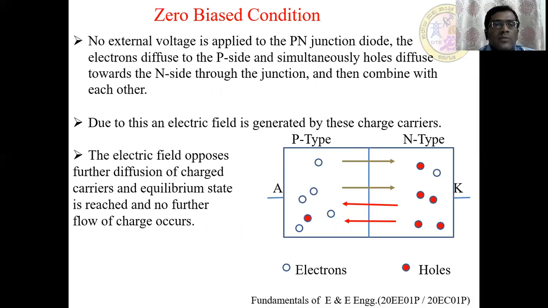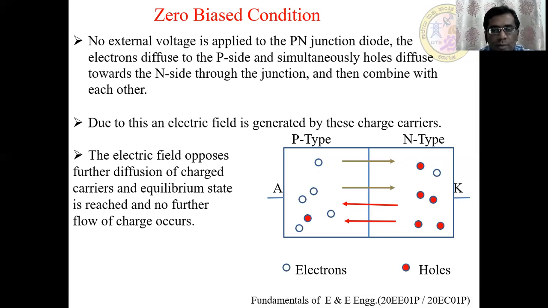No external voltage is applied to the PN junction diode. The electrons diffuse to the p side and simultaneously holes diffuse towards the n side through the junction and then combine with each other. Due to this diffusion of electrons to the p side and holes to the n side, an electric field is generated by the charge carriers. This electric field opposes further diffusion of charge carriers, an equilibrium state is reached, and no further flow of charge occurs.